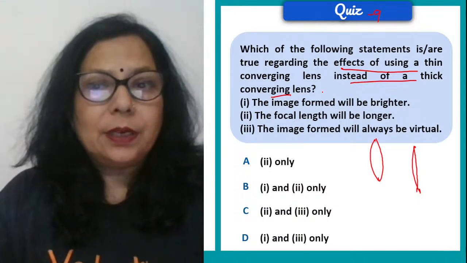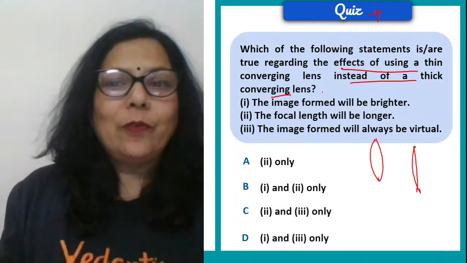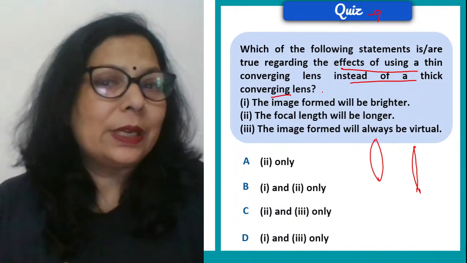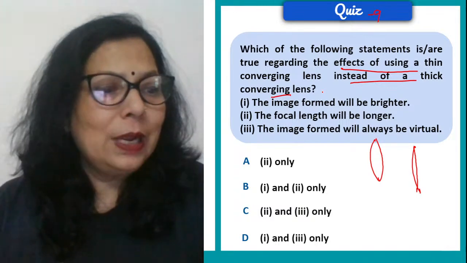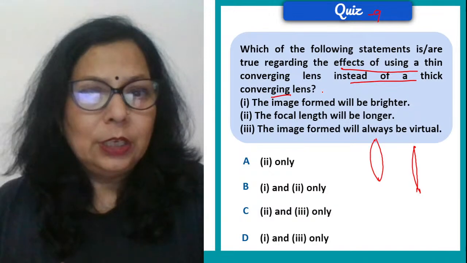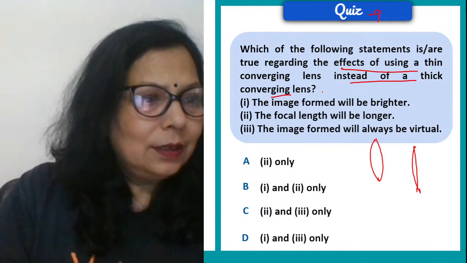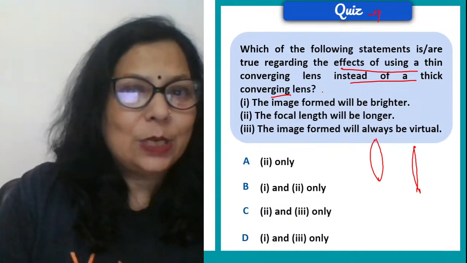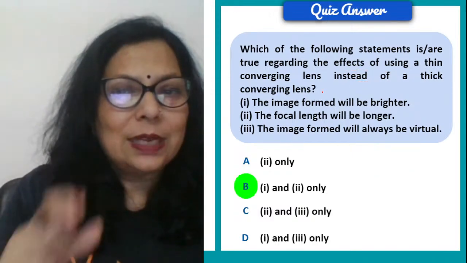The image formed will be brighter. The focal length will be longer. The image formed will always be virtual. In which case is it always virtual? So which is correct? Jamil has answered. No, Menti doesn't happen now, children, because we are not able to write with our hands on the Menti. You are all very much right, first and second.